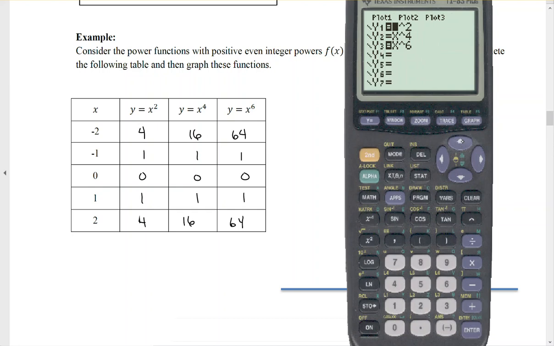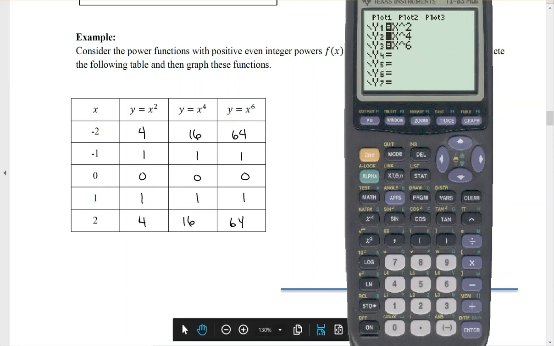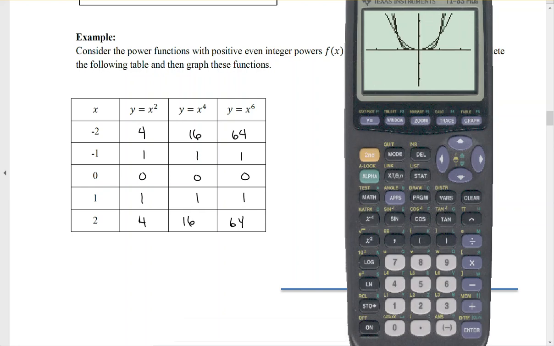Now, if I want to compare that to x to the fourth, again, just go in, highlight all three. And there goes in the missing one. All right, so x to the fourth and x to the sixth are looking a lot alike, but x to the sixth is going to go up quicker and have a flatter bottom.